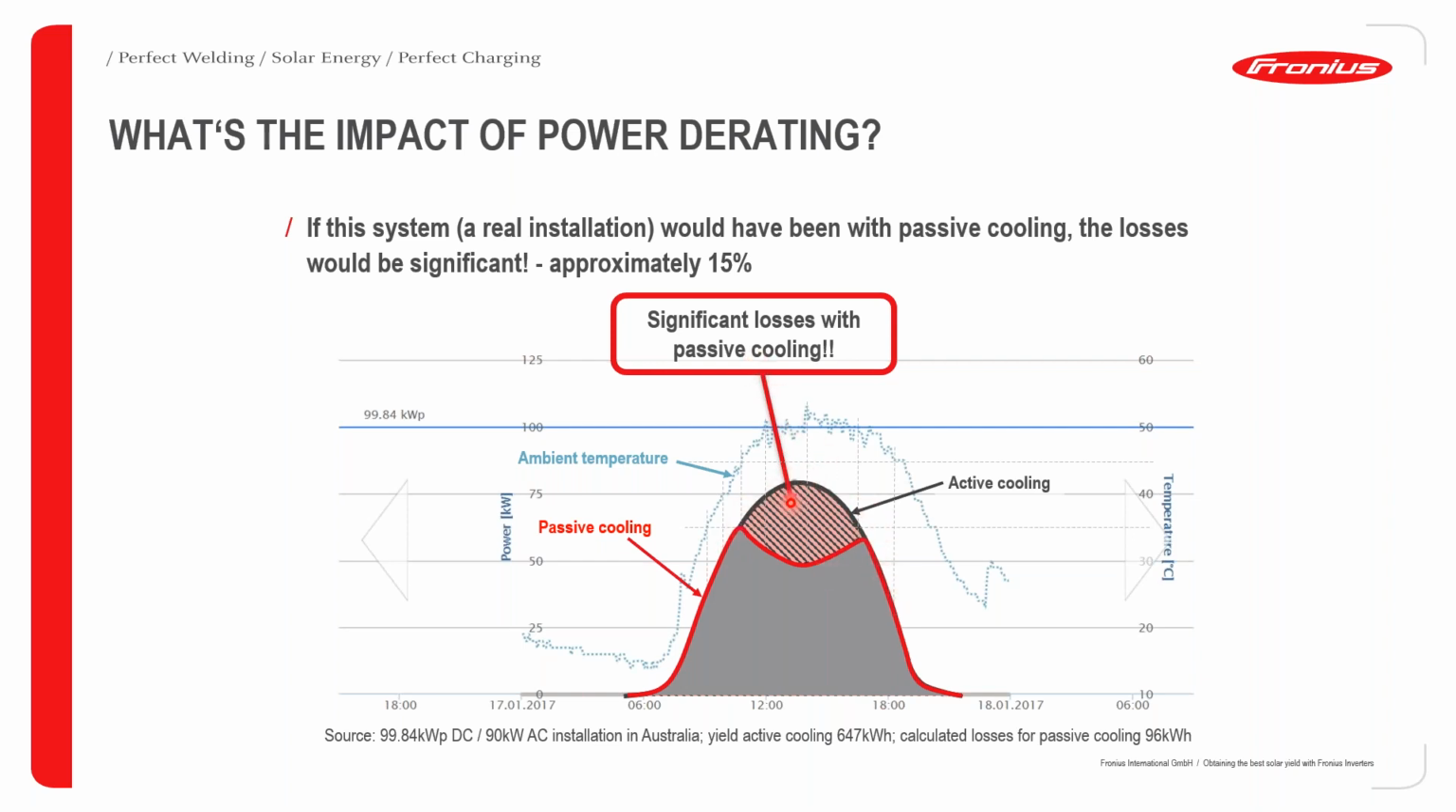And therefore, you can see here already that with a passively cooled device, you have significant losses on yield that can be experienced for this particular example. And what has been worked out is that if this system is running off a passively cooled device, you can have yield losses of approximately 15%.